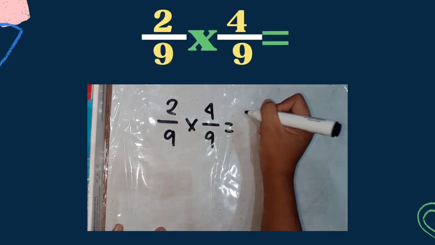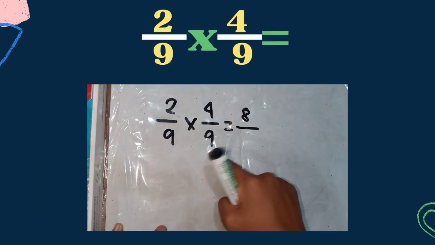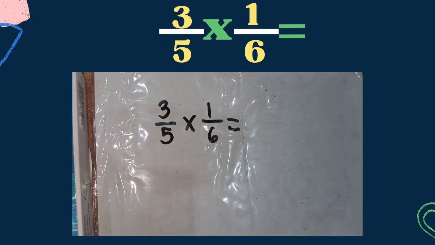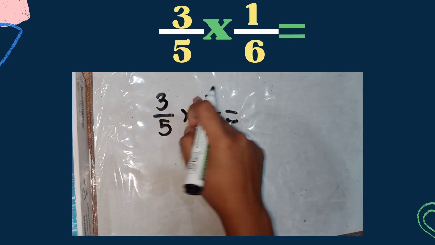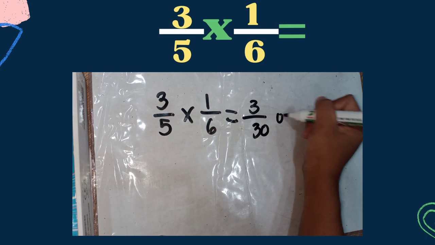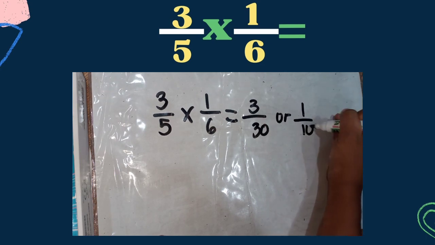Just like what we did earlier, 2 times 4 is equal to 8, 9 times 9 is equal to 81. Just like what we did earlier, 3 times 1 is equal to 3, 5 times 6 is equal to 30. The simpler form is 1 over 10.